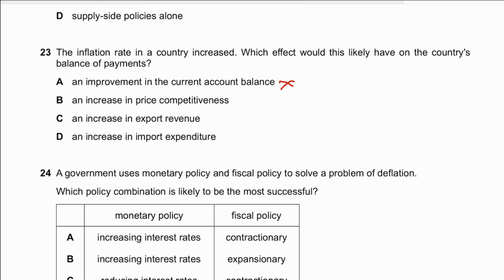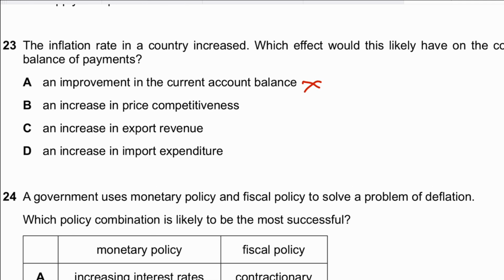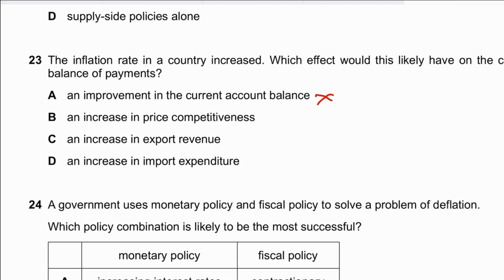An increase in price competitiveness, this is also not the answer, because your domestic goods would become uncompetitive as your price competitiveness will not increase. Higher domestic prices will basically reduce the price competitiveness because of inflation.